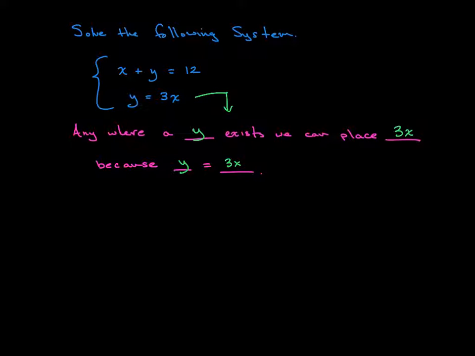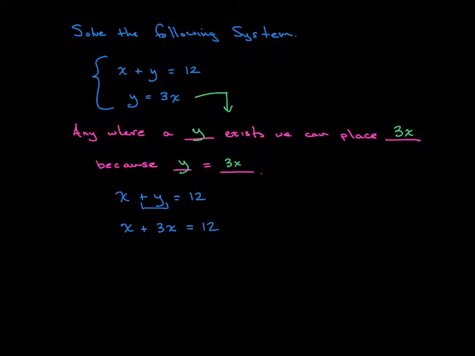So anywhere I see a y, I can now swap out for a 3x. So we'll go ahead and do that. We start off with this equation of x plus y equals 12. Anywhere I see a y, so I'm going to highlight this plus y, I can now write, instead of y, as the sentence says, x plus 3x equals 12.